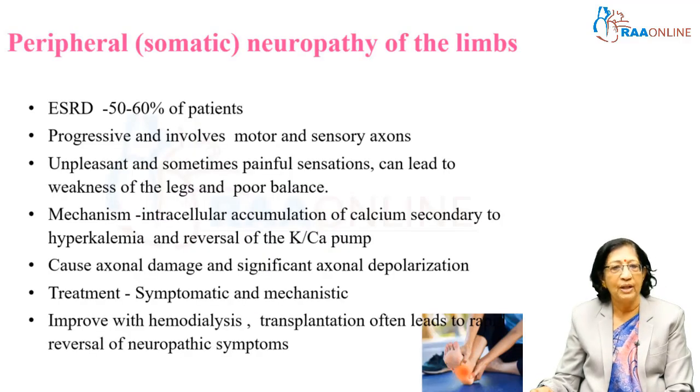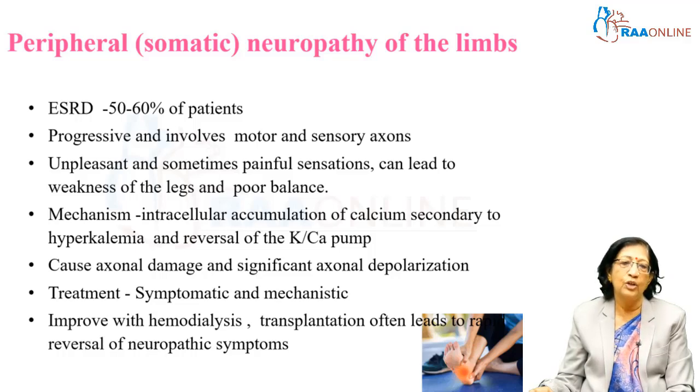So, when it affects the peripheral nerve system, the limbs, it occurs in about 50 to 60% of the patients who have an end stage renal disease. It's usually progressive, can involve both the motor and the sensory axons. So, how does it manifest? It produces unpleasant, sometimes painful sensations that can lead to weakness of the legs as well as poor balance. And if there is weakness, then that is more a motor manifestation. The unpleasant sensations are more sensory manifestations, and balance can be because of motor as well as sensory.